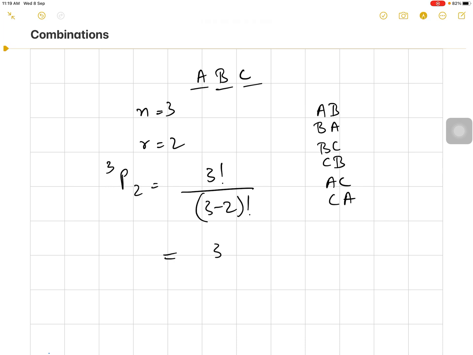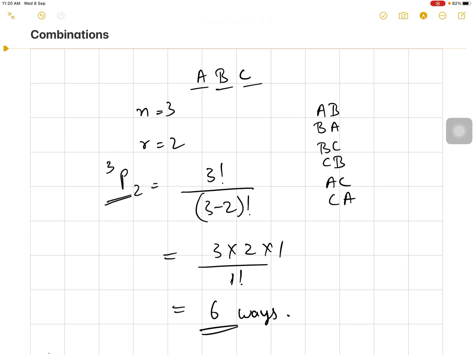Correct? So 3 into 2 divided by 1. So 3 2s are 6. 3 factorial is 3 into 2 into 1, right? And 3 minus 2 is 1 factorial. 1 factorial is 1. So 6 ways.